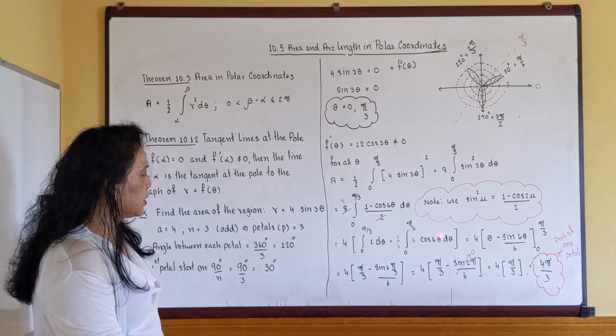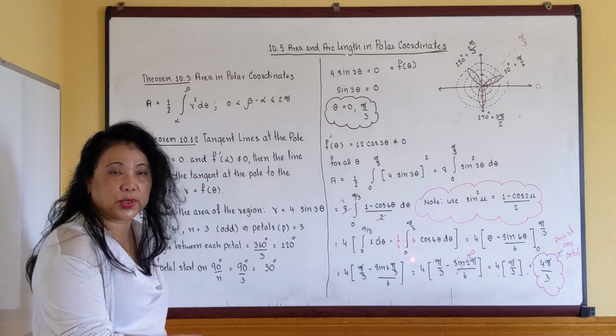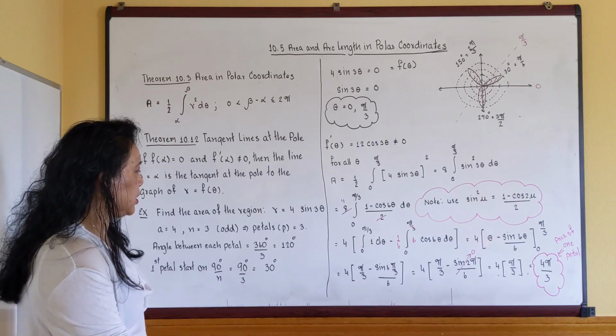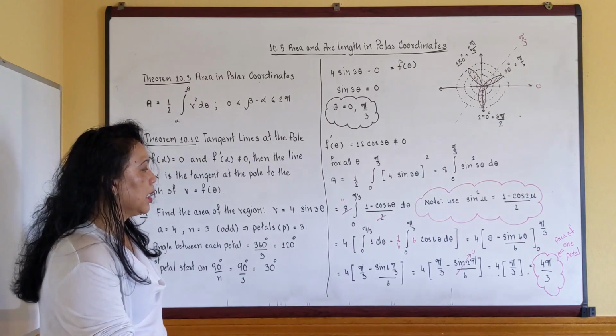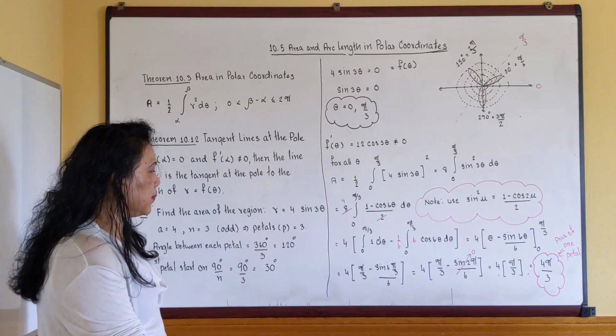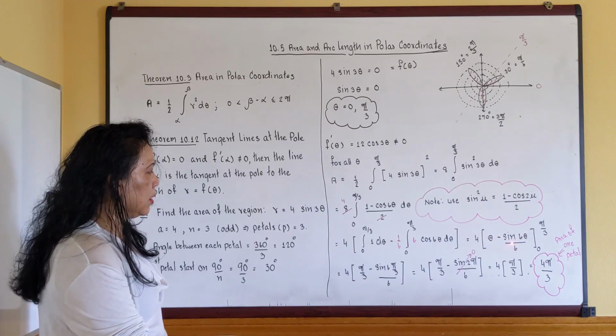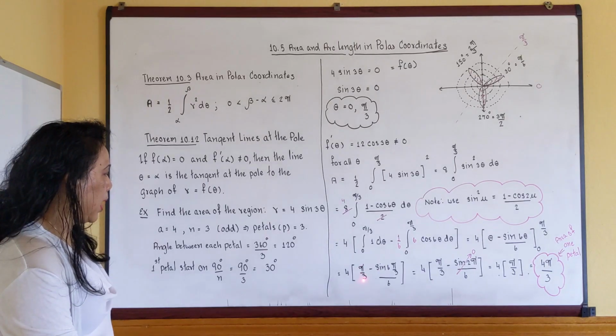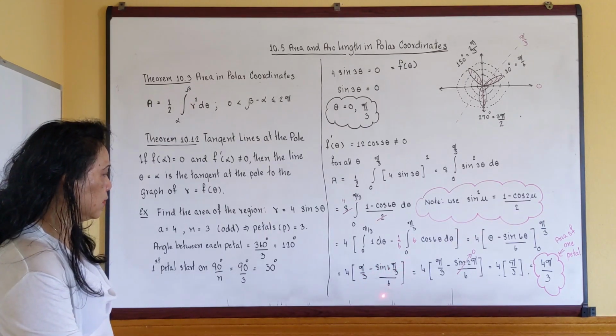For the cosine 6 theta, I need the 6, so I have to multiply by 1/6 here. And then I take the integral of 1, which is theta. The integral of this one is just sine 6 theta. The lower bound is 0, the upper bound is pi over 3. Now if you substitute 0 in all this, you're just going to get 0. So I end up with 4 times pi over 3 minus sine of 6 theta, at pi over 3, over 6.